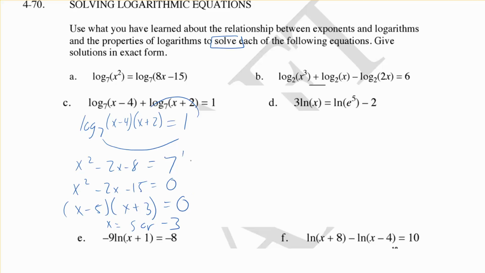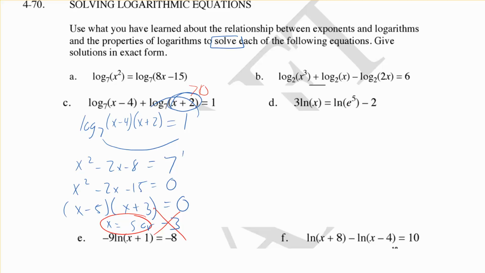Now in this case, we need to check. If I put a negative 3 right there, I get a negative 1. So I have log base 7 of negative 1. And our domain is it has to be greater than 0 in there. So we'd cross out the negative 3 and it's only x equals 5. Alright, how about our next one?